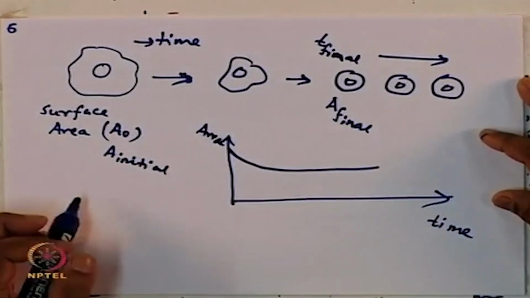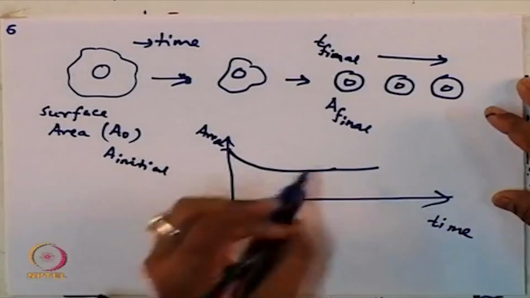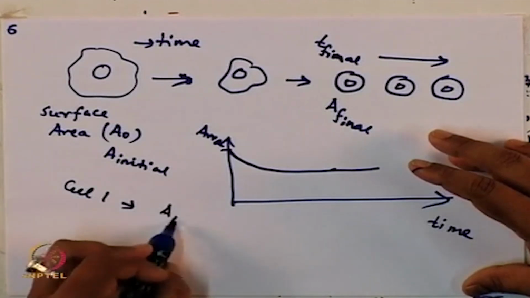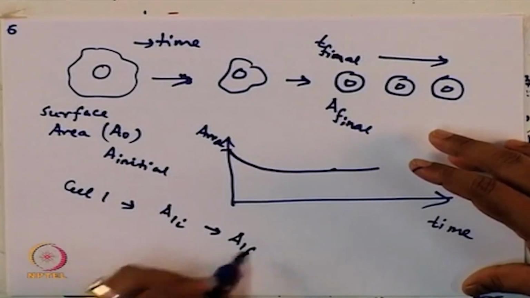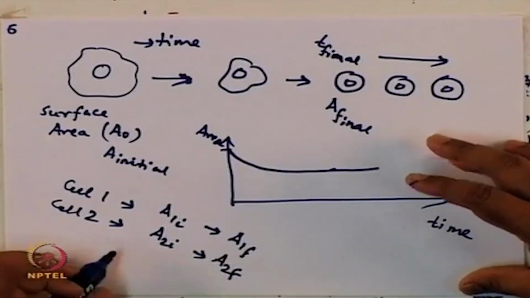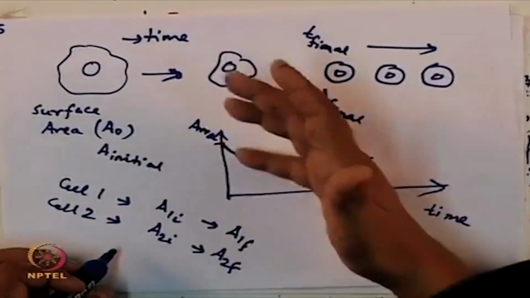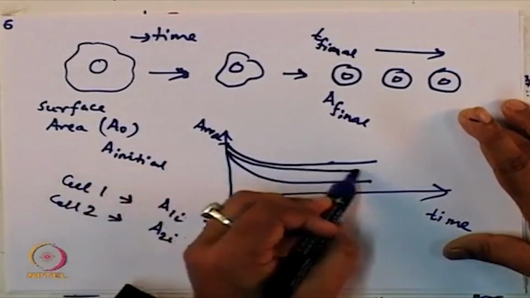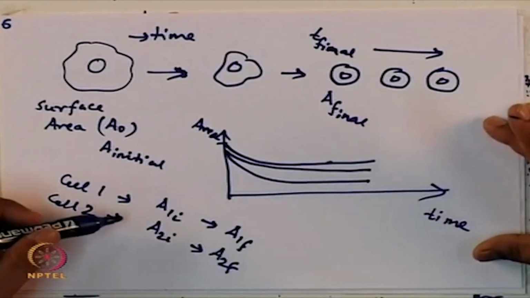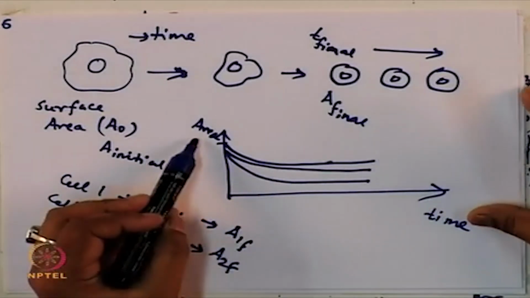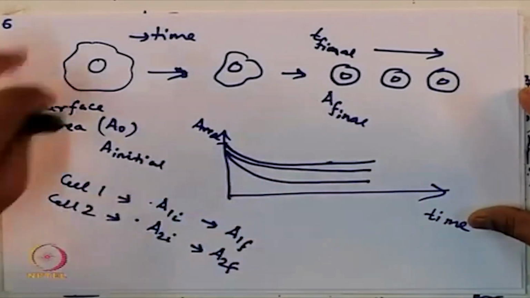Now, let us say I want to fit this with some equation. When you do this statistical measure, let us say for cell 1, it went from A1 initial to A1 final. For cell 2, it went from A2 initial to A2 final. So, there is no point in plotting all for different cells. For one particular cell it might be like this, for another it might be like this. I need to account for the fact that initial cell area for different cells is different. So, it does not make sense to plot the area itself, but rather the normalized area.